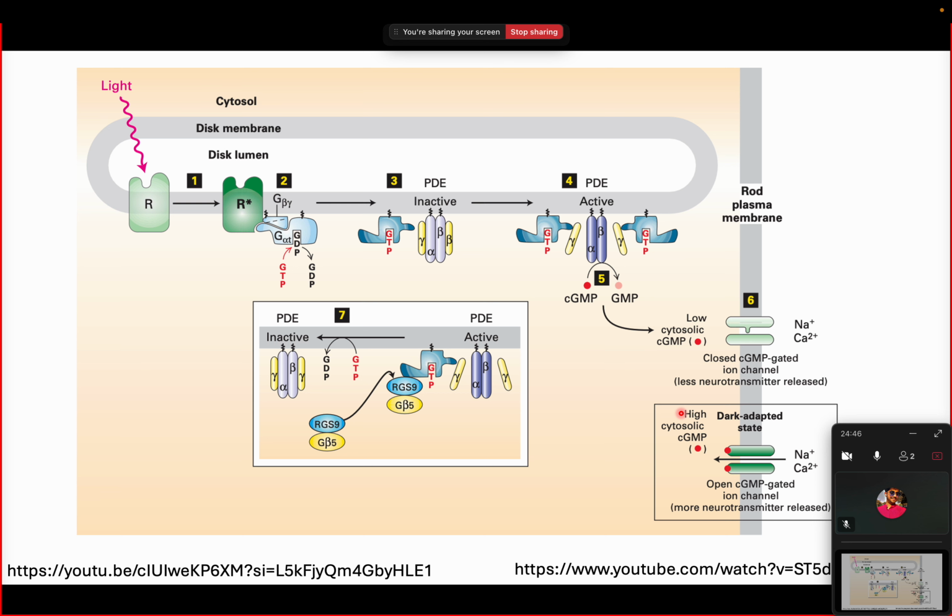But once there is no light, what will happen? These channels will stay open because there will be a lot of cGMP and they are cGMP gated channels. So if cGMP is available, the channels will be open, and hence the plasma membrane will be in the polarized state. But once there is low cGMP, it will be in a hyperpolarized state.